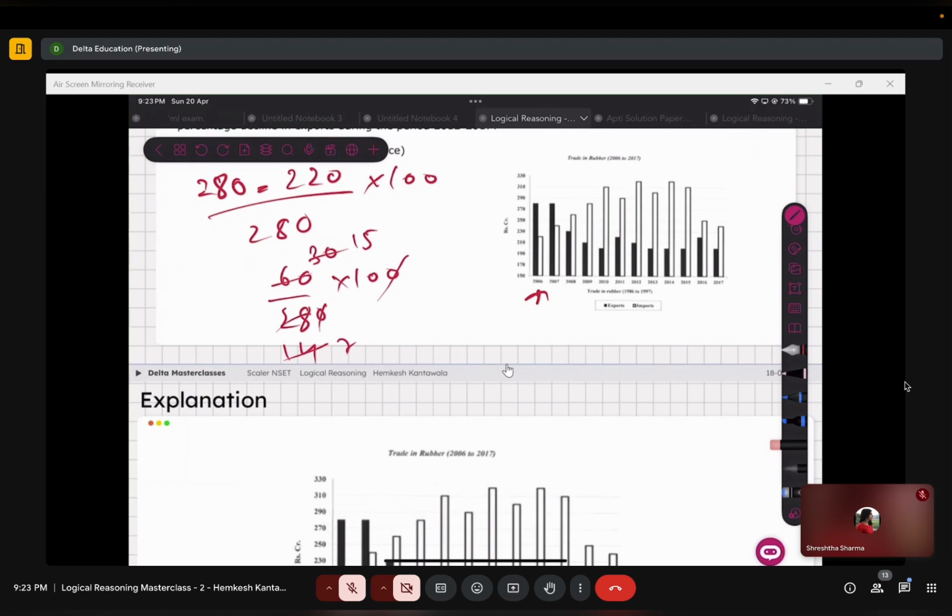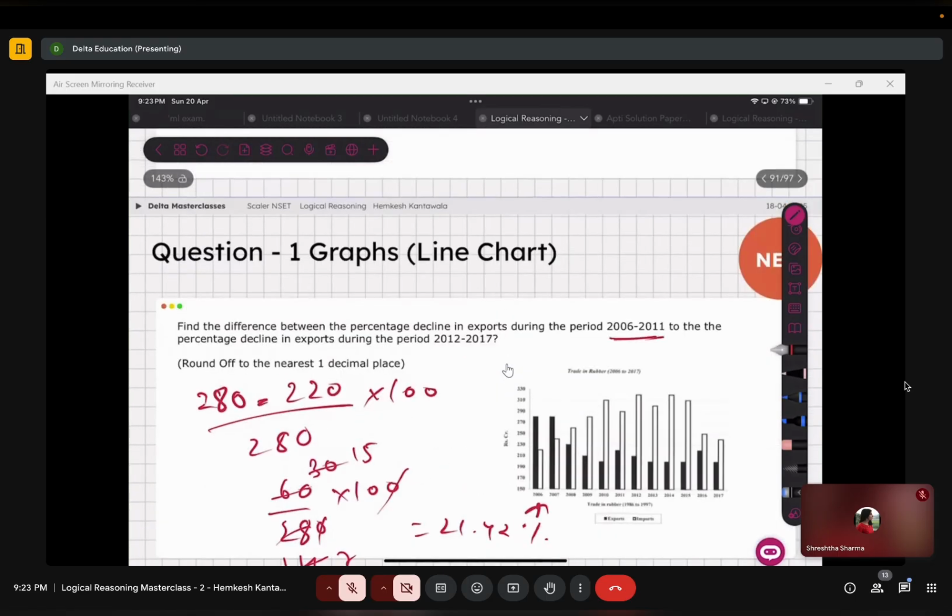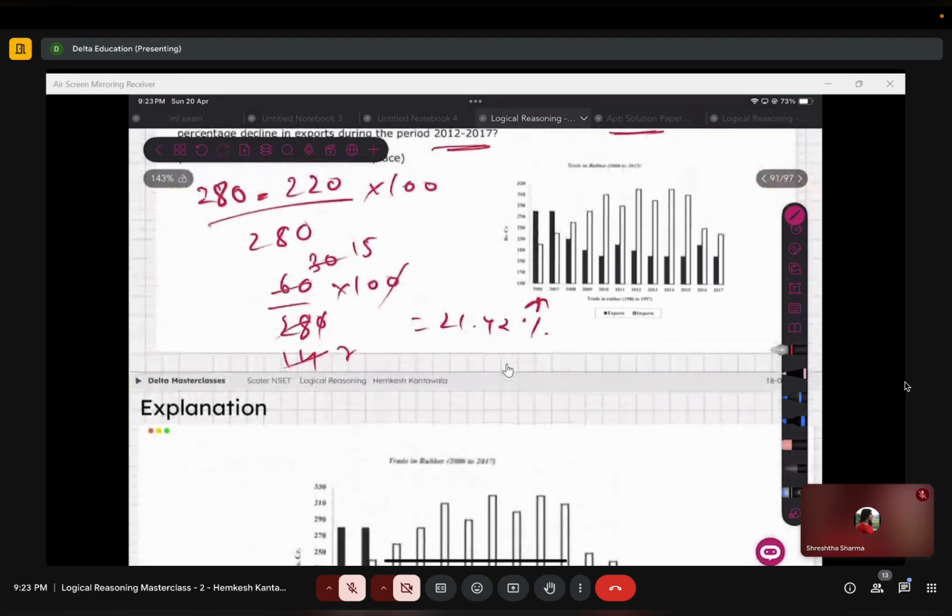2.142 times 10, which is 21.42. This is 21.42. This much is the percentage decline in 2006 to 2011. Now, what is the percentage decline in 12 to 17?